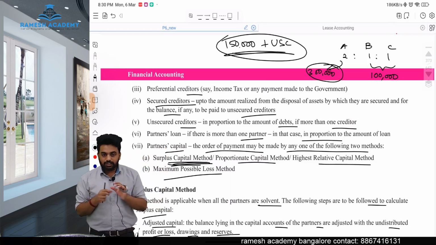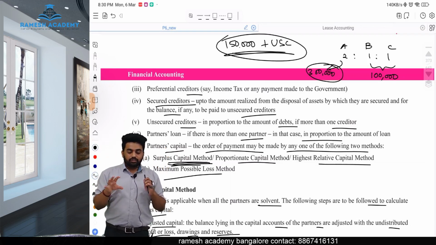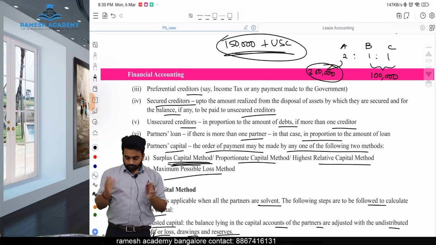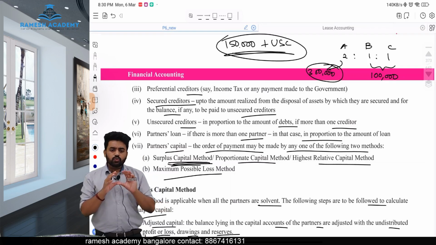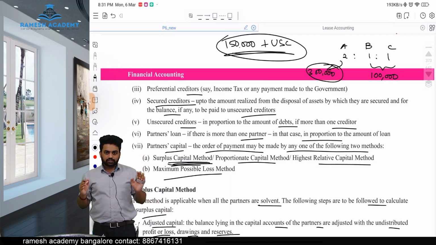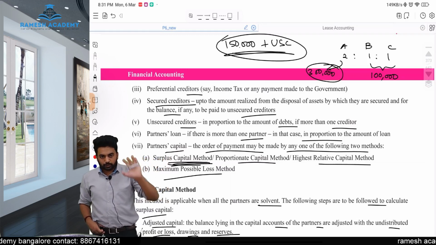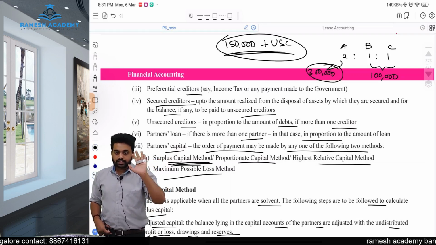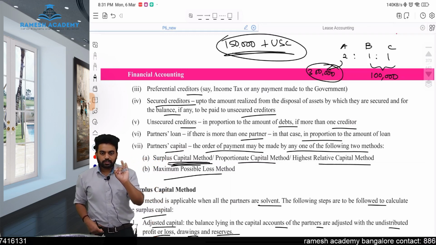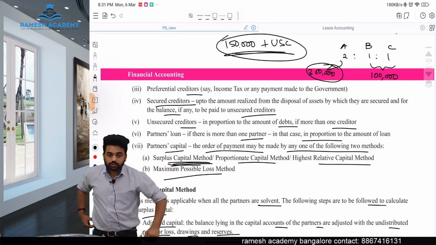That's why in piecemeal distribution we are going to ascertain how much is the surplus capital. So how should we allocate it to the partners? For that we have two methods. One is called the surplus capital method, also called the proportionate capital method, also called the highest relative capital method. Whereas one more method is there, the maximum possible loss method.